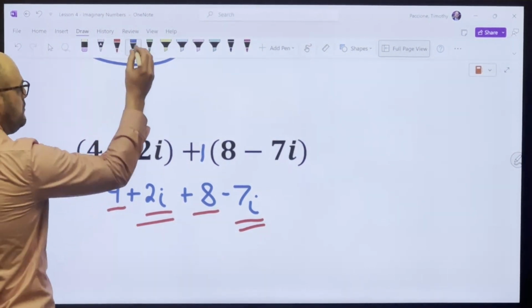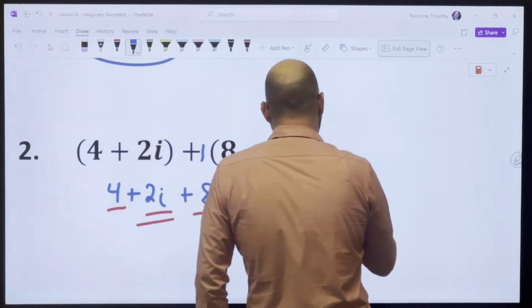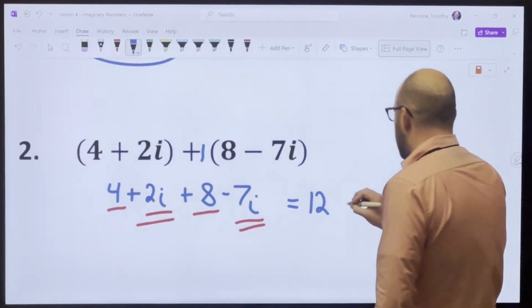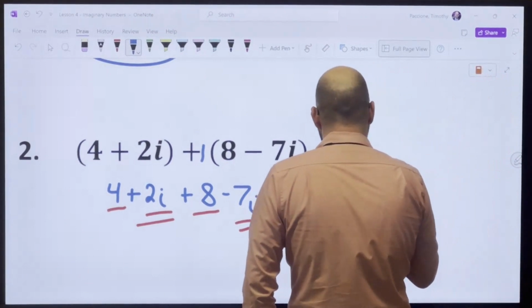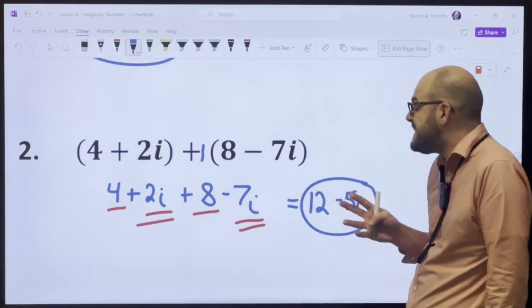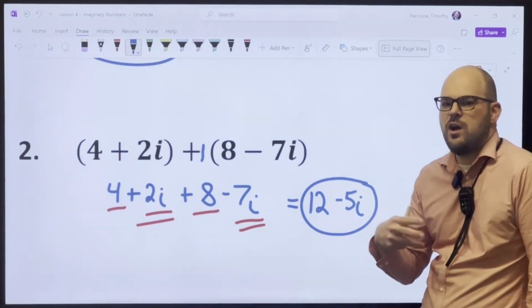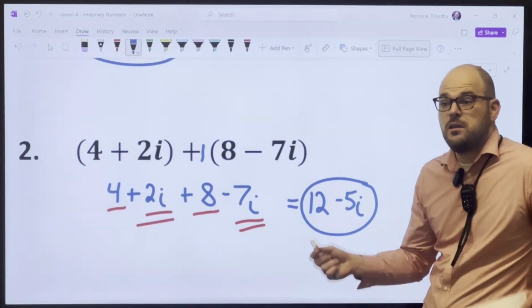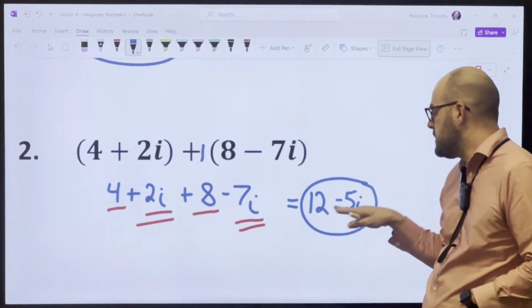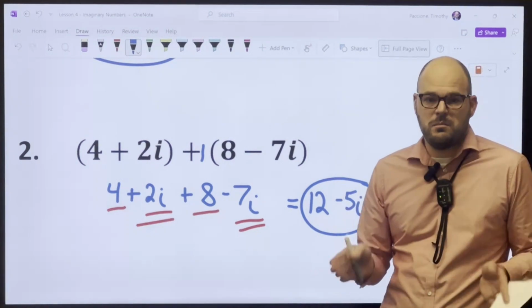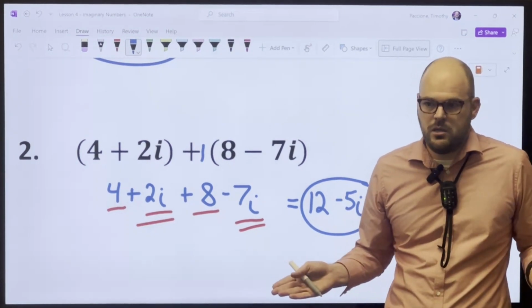What's 4 plus 8? 12. What's 2i minus 7i? Minus 5i. And that's as much as you can do. Do not say, oh, that's 7i. It's the same reason you wouldn't say 12 minus 5x is 7x. You can't combine unlike terms, right? When things can't go together, you just write them next to each other. That's all we can do.